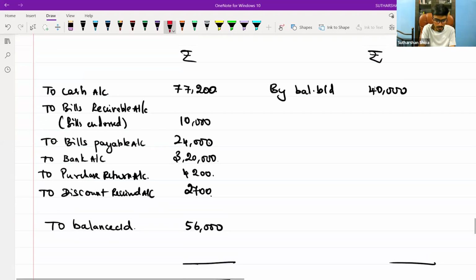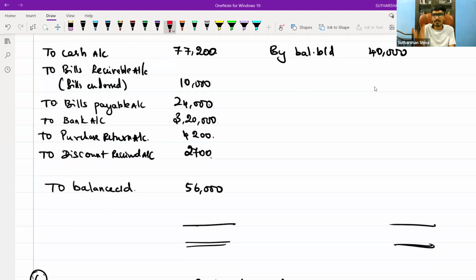Yeah. If you want, we can close the creditors as well. As that is, we have already closed the bills payable. It is not going to affect this. So we'll close this. Calculate the total.